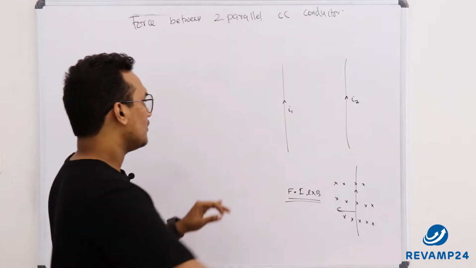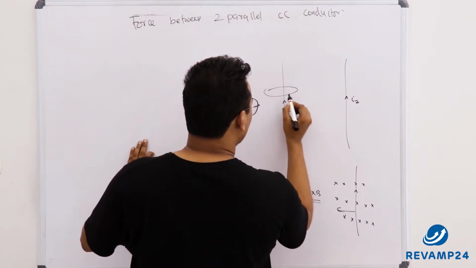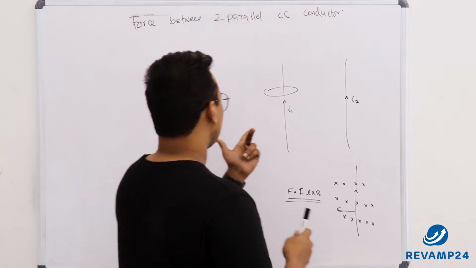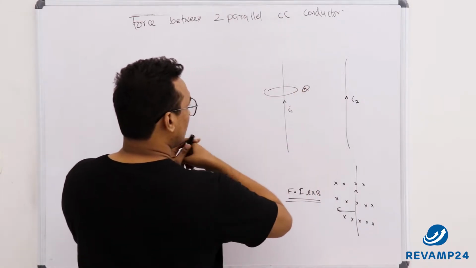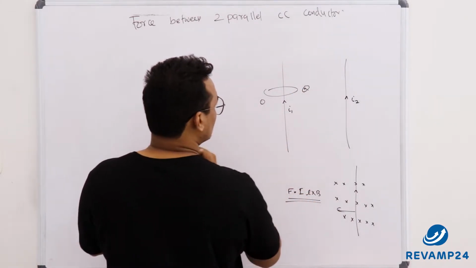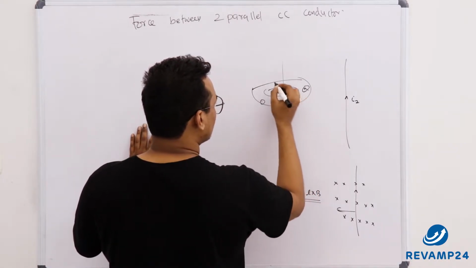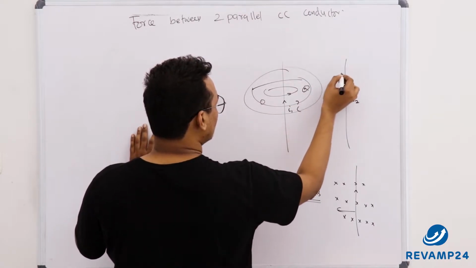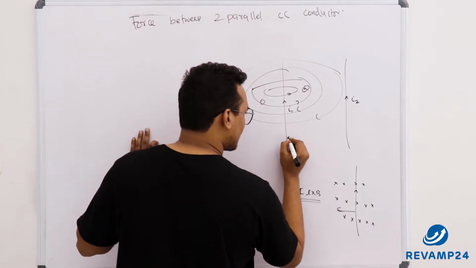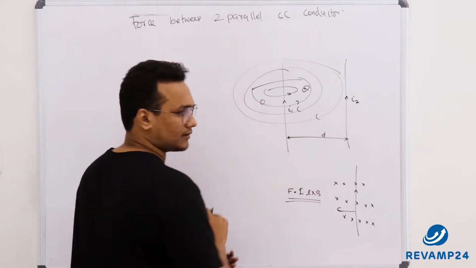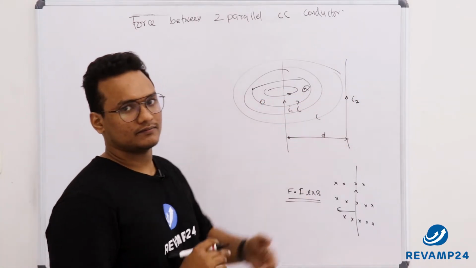The reason is very simple. When current is passing through this one, it will be creating a circular magnetic field around it. Now see, this is the right hand rule. Here into the plane, here coming out. So magnetic field lines will be there like this. Now at this position, let's say this is at a distance of d away from the conductor, it will be exerting a magnetic field.